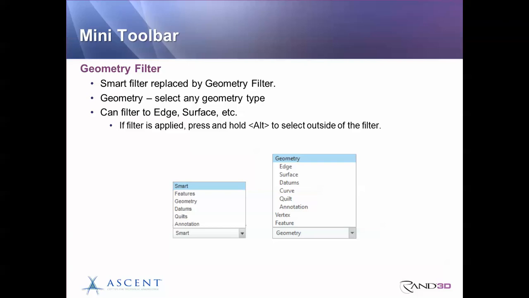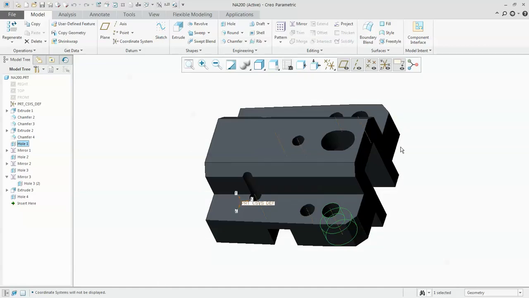As far as the selection filter, you no longer have that smart option that you could have customized out of Creo 3.0, for example. But in Creo 4.0, the smart filter option has been replaced by the geometry option, where you can select any type of geometry, like an edge or a surface or datums, as you see, curve, quilt, which is another way of saying surface feature, and annotations. As before, if you'd like to deactivate the filter, you can still hold the Alt key to do just that, as in legacy versions of the software. But with this new selection filter, it makes it easier to select items.